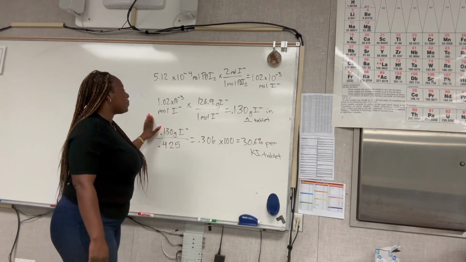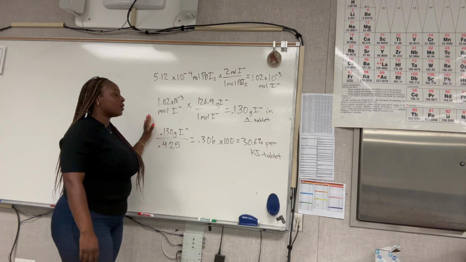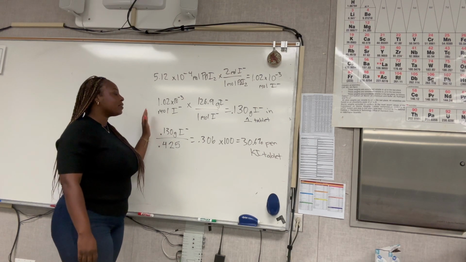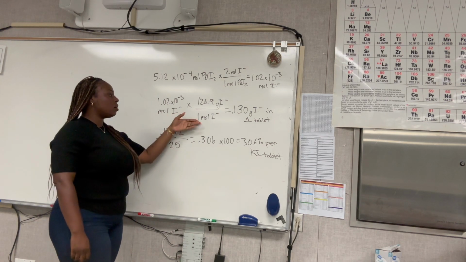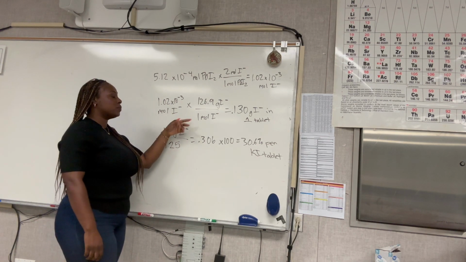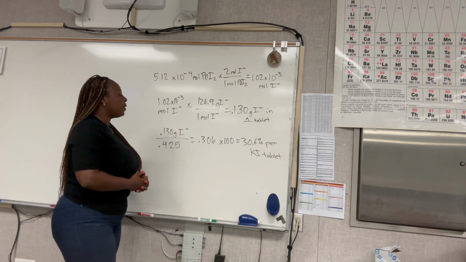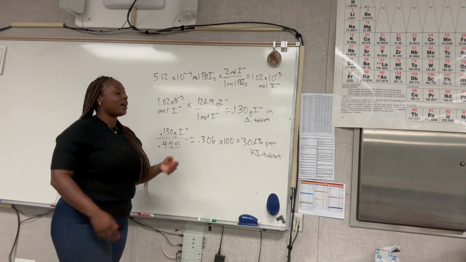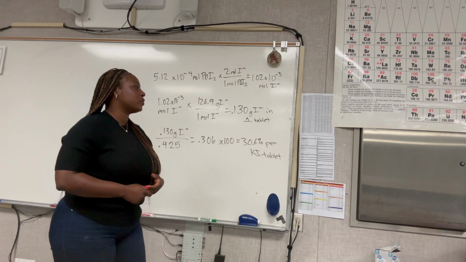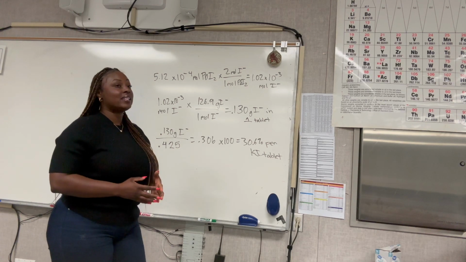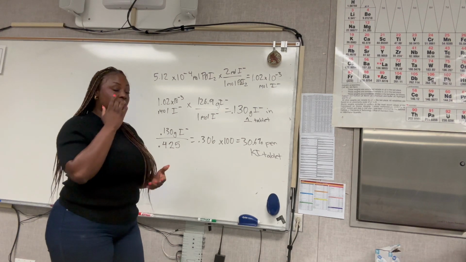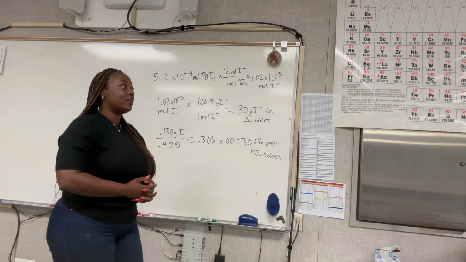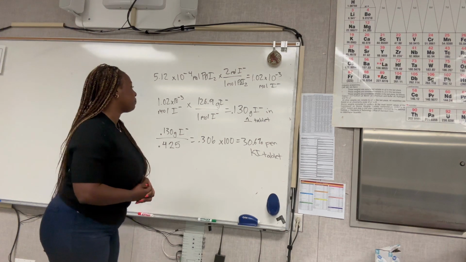So I take that 1.02 times 10 to the negative 3 and I multiply that by the mass of iodine, and that's all over 1 mole of iodine. So I have a mass to mole ratio here. Once those numbers are multiplied together, I realize I have 0.130 grams of iodine inside of 1 tablet. So that is the mass of iodine in 1 tablet of the potassium iodide.